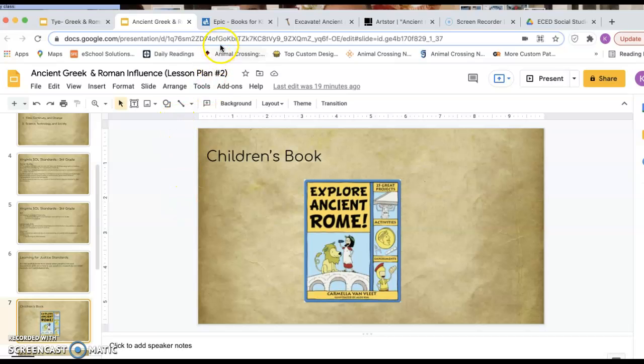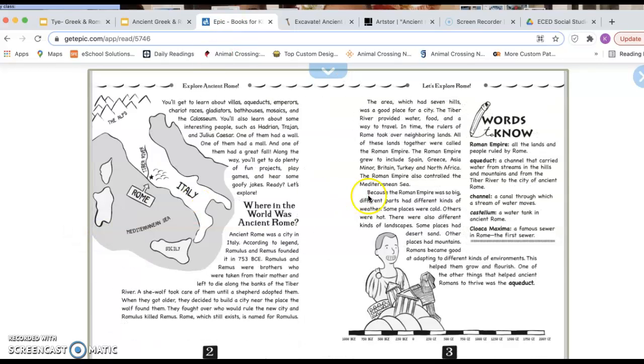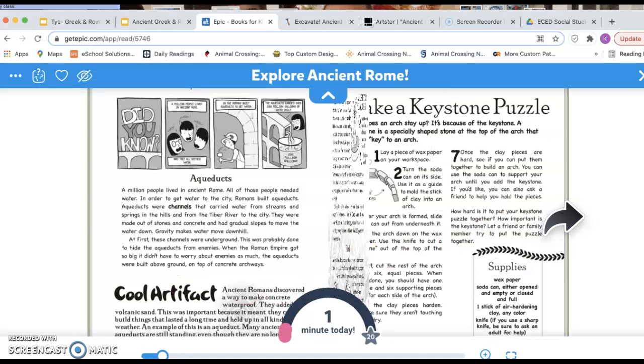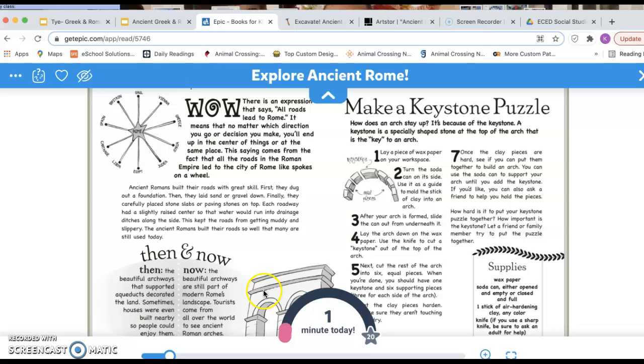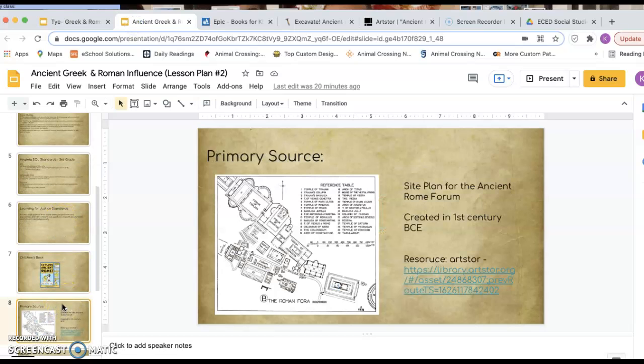So my book would have been The Explorer: Ancient Rome. So this book is really neat, and I have this account on Epic that actually allows me to see all these books for a small fee. And so right here it talks about the aqueducts, cool artifacts, it talks about the roads. It mentions how a lot of aqueducts had archways that supported them, but now they're used as a beautiful reminder. So we would read that book, and I would have the kids also read that book.